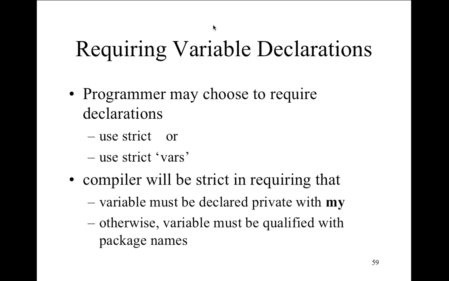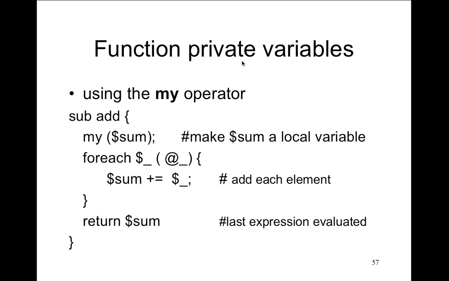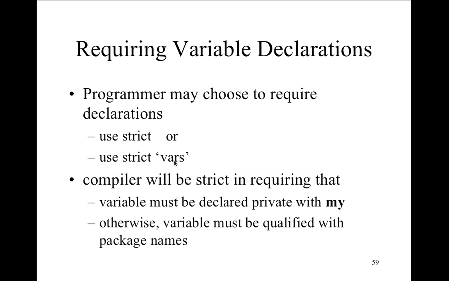So the compiler will be strict in requiring that variables must be declared private with my, and otherwise the variable must be declared with package names. And looking at my right here, using my in this particular sense makes a private variable, and it actually does two things. It makes it private, but it also declares it as a variable, in this particular case inside of the sub function in this example. The variable here in this example was sum, and sum was made private by using my.